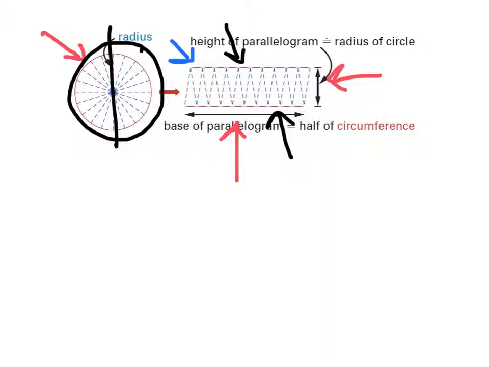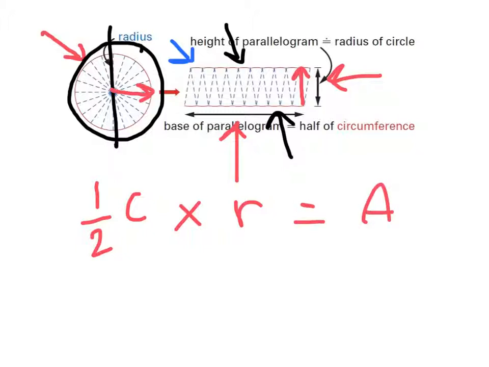That's the distance from the center to the outside, and that happens to be the same length as these pie pieces here. So, the base of the parallelogram is 1/2 of the circumference, and the radius of the circle is there. So 1/2 circumference times the radius would give me the area of my circle.